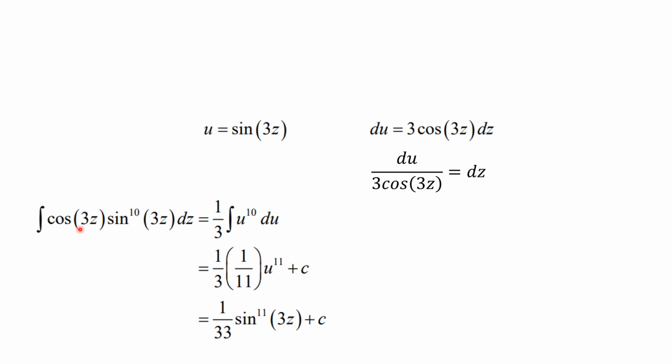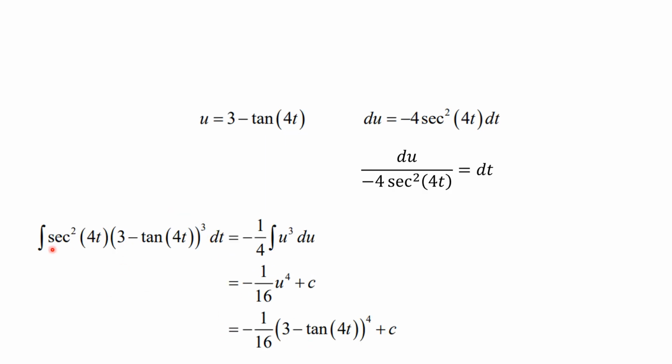The cosines cancel. So I still have this 1/3, so I pull it through the integral. I have 1/3 the indefinite integral of u to the 10th. So I add 1 to the exponent, divide by the new exponent. That is u to the 11th over 11. I multiply by 1/3, and this is the final answer to that problem.